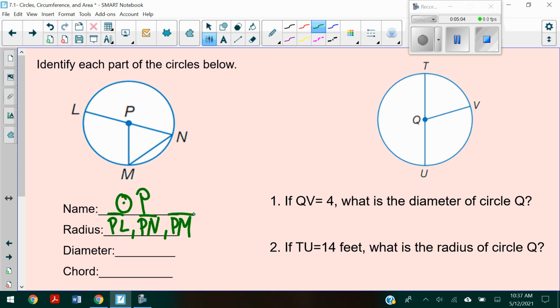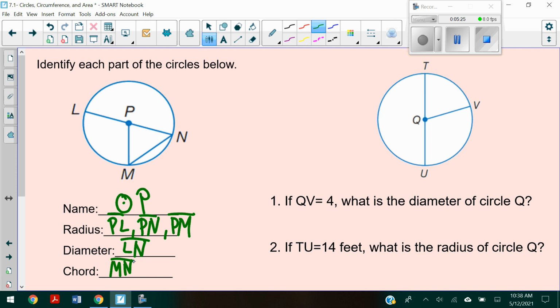Okay. And again, we start with the center first and then go out to the edge. The diameter is LN, so it goes all the way across. It could also be NL, both are the same. And then chord, we would have MN or NM. Either one is fine for that.